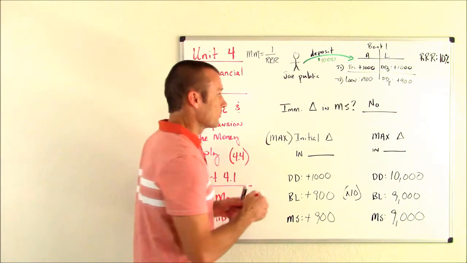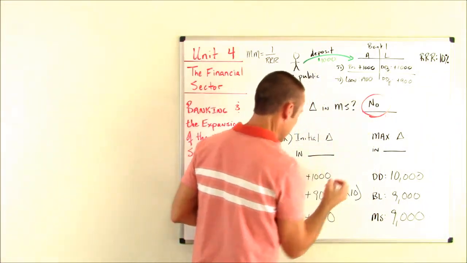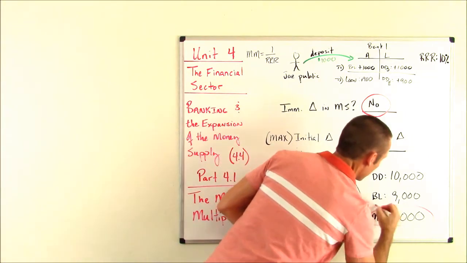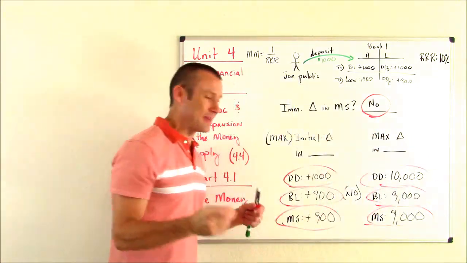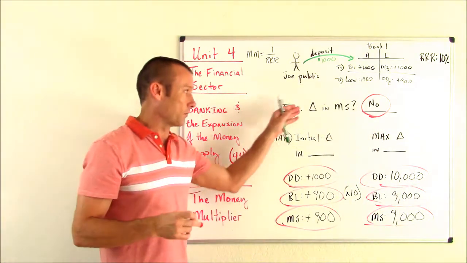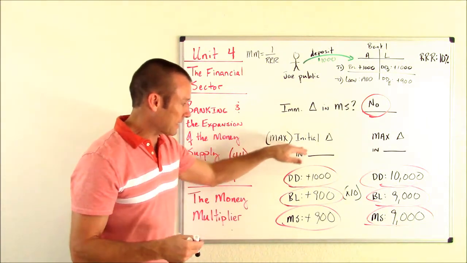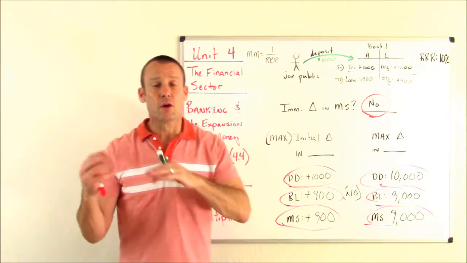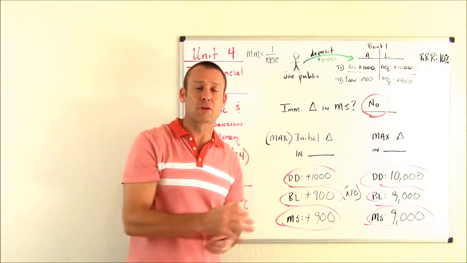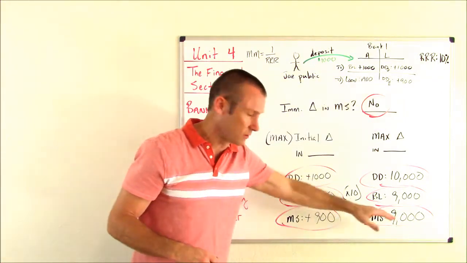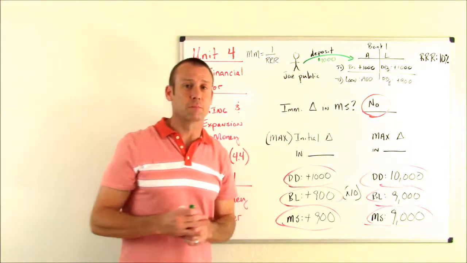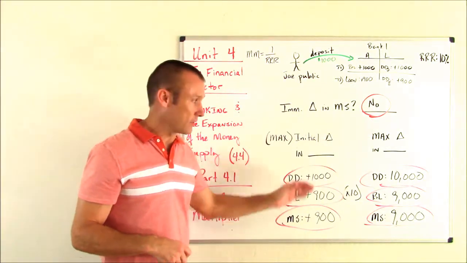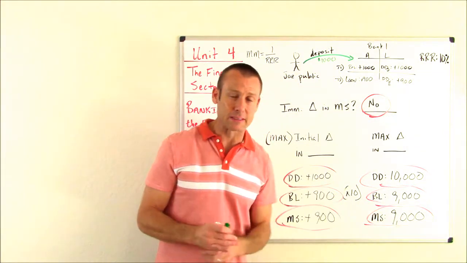Let me get them circled on the board. There's one, there's one, there's one, there's one, there's one, there's one. That's right, big 7 questions. Was there an immediate change? What was the max initial or just initial change in these? And what was the maximum change we can get once the whole process has completely unfolded? That's what this is. This is just related to the first bank, okay? This is related to the entire banking system.